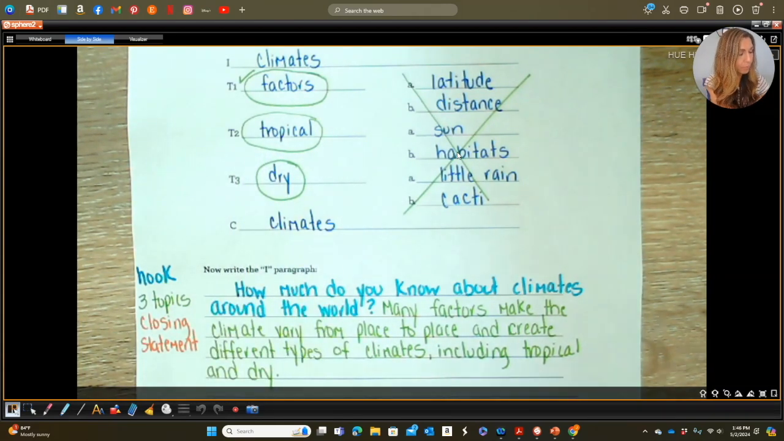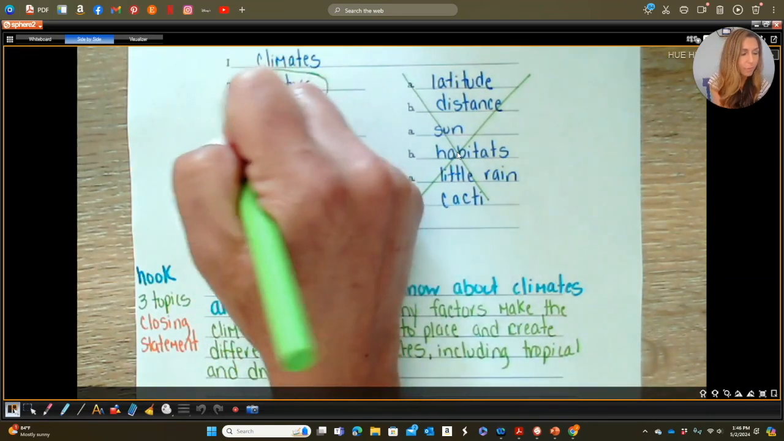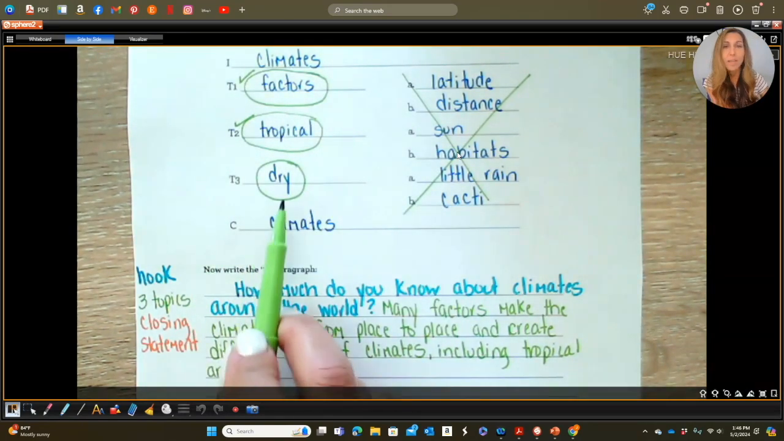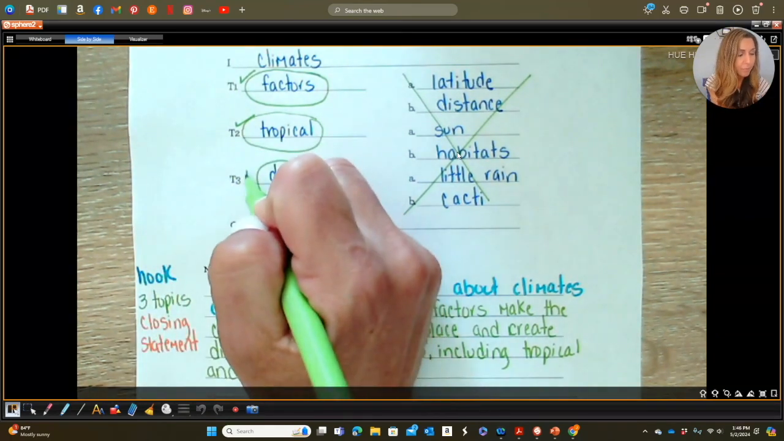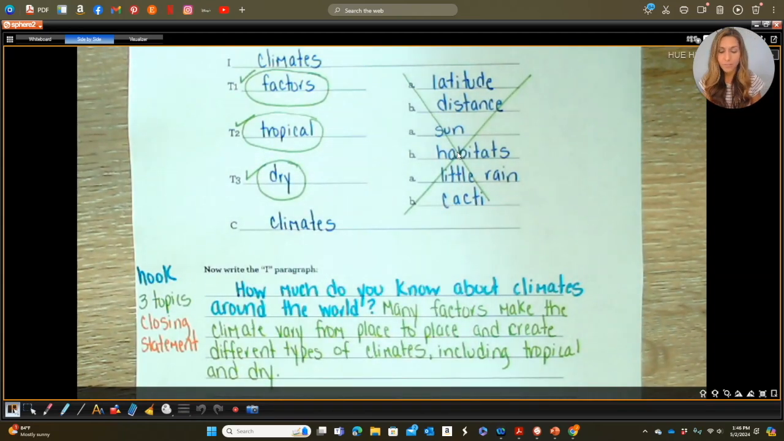Do I use that word? I sure do, right here, so I'm going to check it off. The third topic is dry. Do I use that word in my 3-topic sentence? I sure do. I list it third, so I'm going to check it off. Go ahead and check off now that you listed all 3 topics in your 3-topic sentence.